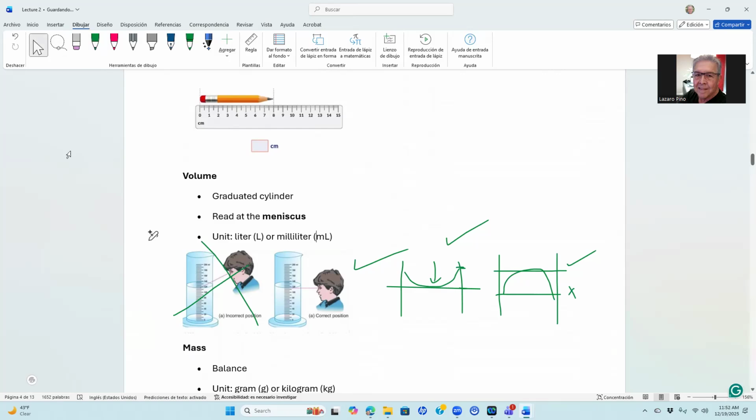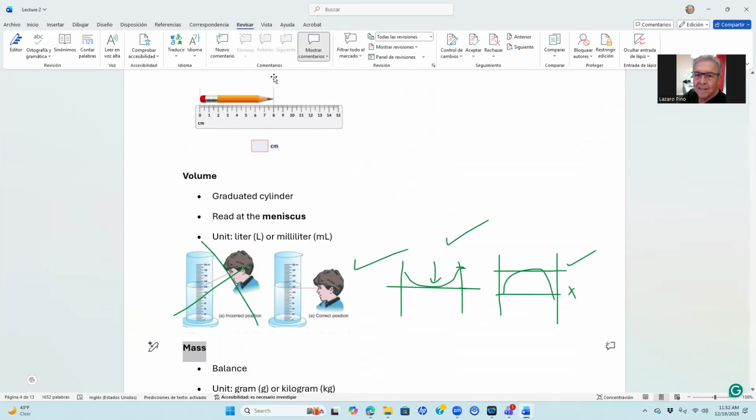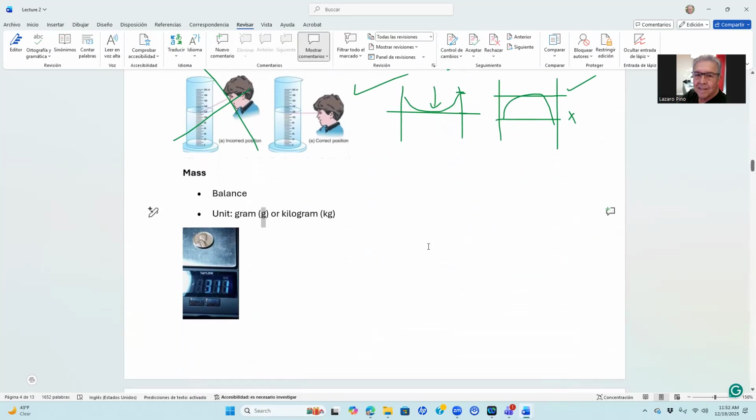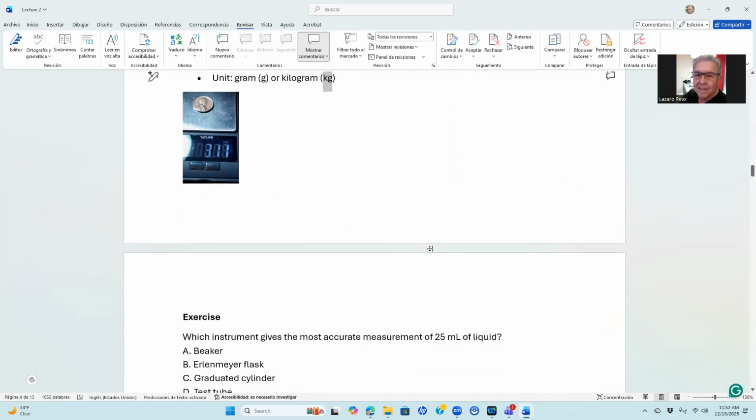So let's begin with our lecture. Mass. Balance. Unit gram, g, or kilogram, kg.